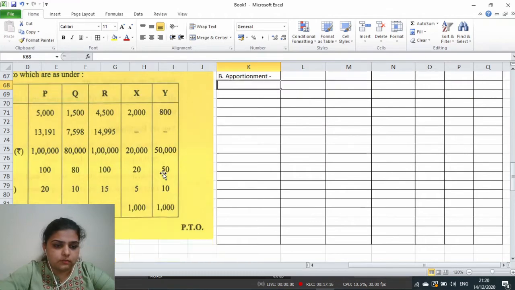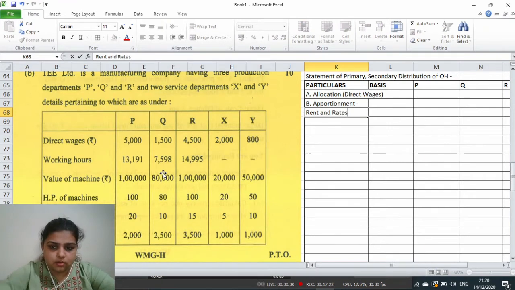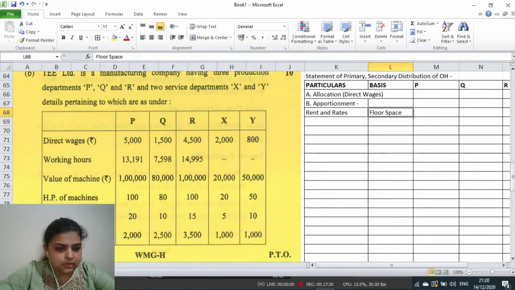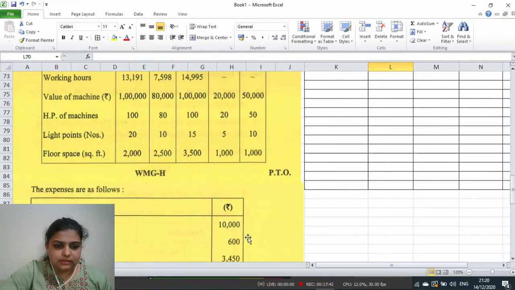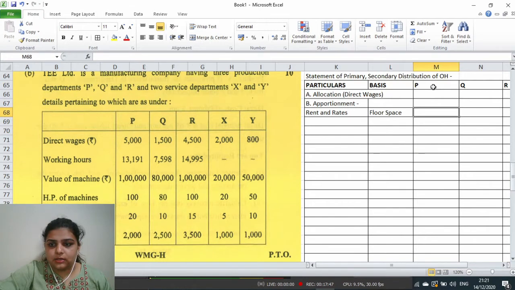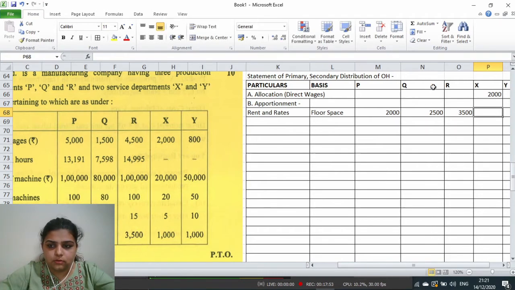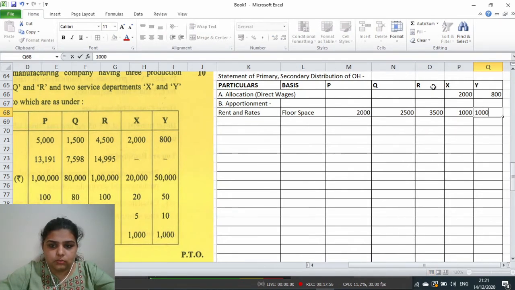Apportionment, first cost given to us is rent and rates. That would be on the basis of your space. Space, that is 2000, 2500, 3500, 1000, 1000. So total 10,000. And here it is 10,000. So obviously it is rupees 1 per square feet. So I can directly write here 2000, 2500, 3500, 1000, and 1000.